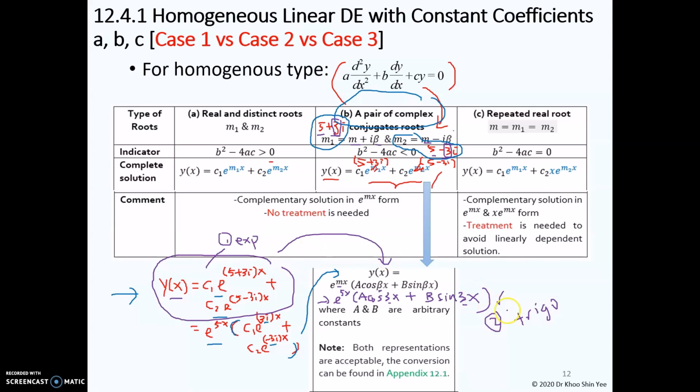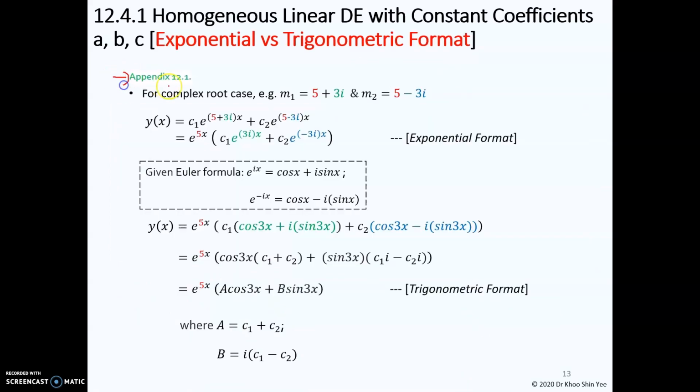So both of these formats are acceptable. You can check Appendix 12.1 to find the conversion from the exponential format to the trigonometric format. This can be done by using the Euler formula, where the exponential i multiplied with x gives you the cos x plus i sin x.